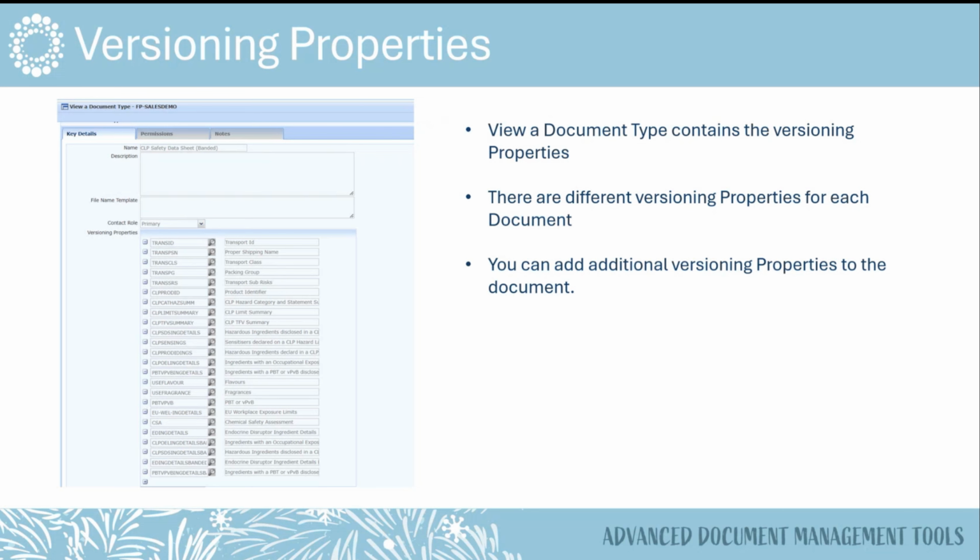Now let's have a look at versioning properties. So different documents have different versioning properties, which may be viewed via viewer document type. Safety data sheet has lots of versioning properties, and we can see all these versioning properties. So if any of the values of the version properties change in the item, a new version of the document is triggered. And you can add additional versioning properties, so new versions are triggered if the value of those properties change. So I've actually added appearance onto the document type on my system. So when I change appearance in any of my items, it's going to generate a new version of the document for me.